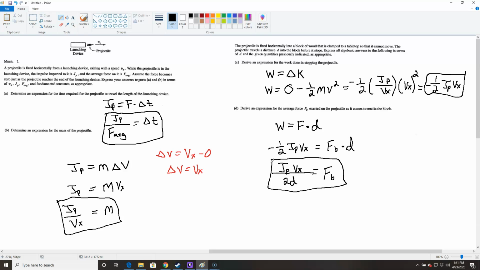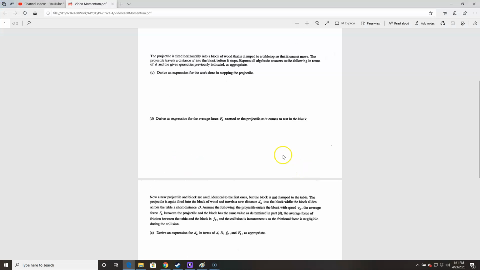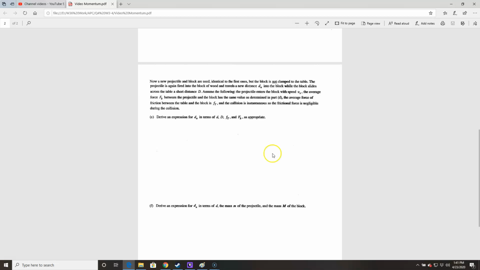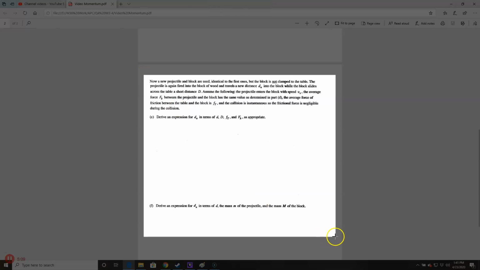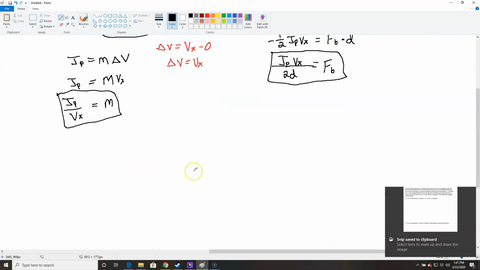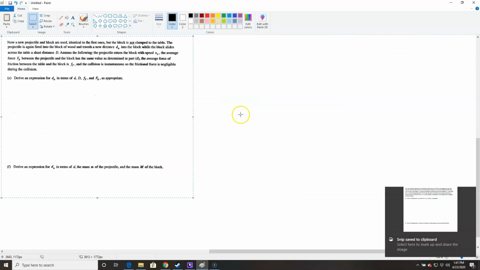Now again, keyword is average force. That's why I didn't have to do any calculus to solve this. I could just jump right into the algebra. It's moving onwards to E and F. So we'll copy this into Paint, paste it here.